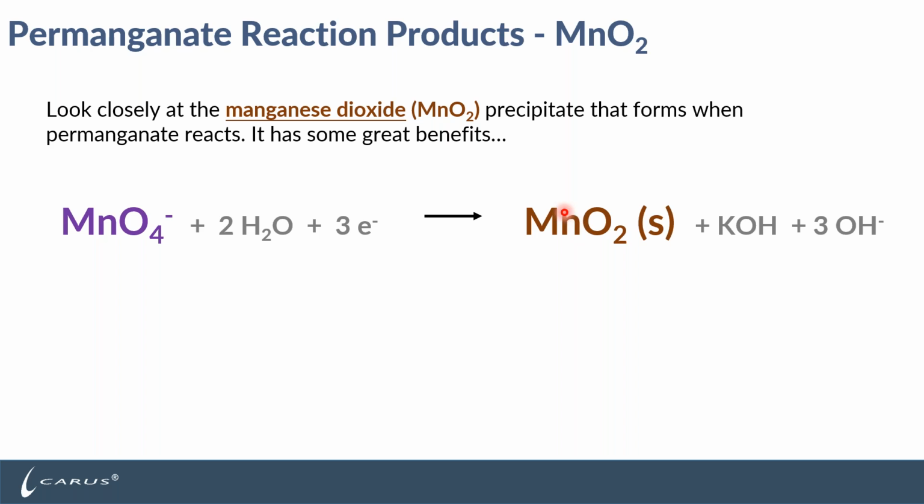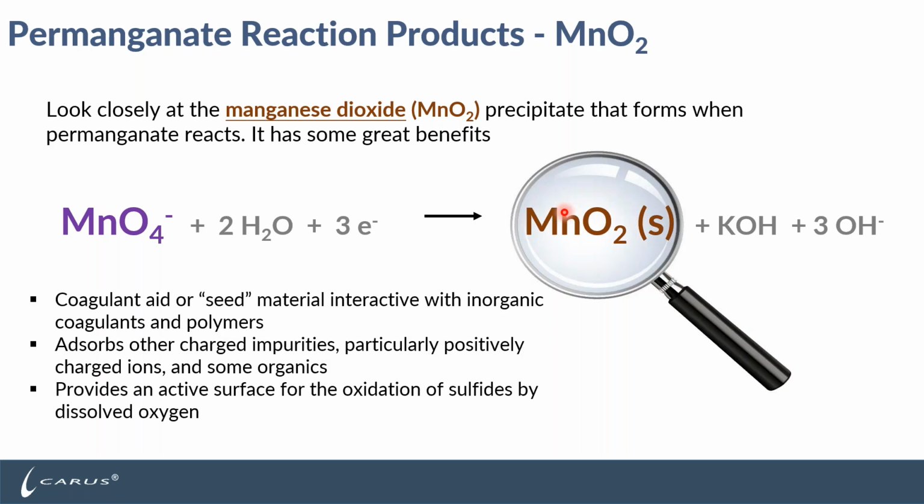MnO2 is actually a very useful flocculant material that can play an important role in water and wastewater treatment after the oxidation step. So it can act as a coagulant aid or seed material that is interactive with inorganic coagulants and polymers. It can help adsorb other impurities such as positively charged ions and some organics. And it also provides an active surface for the oxidation of sulfides by dissolved oxygen.